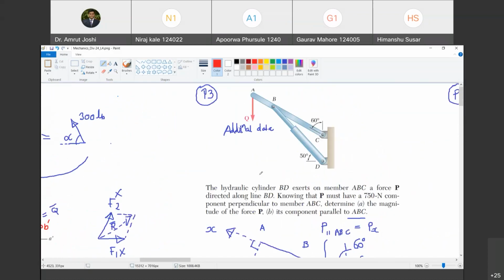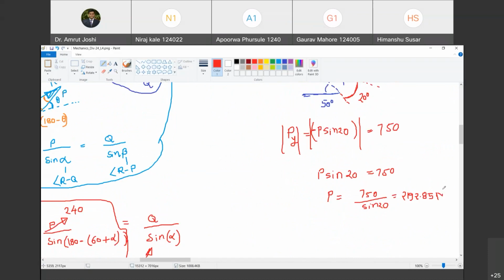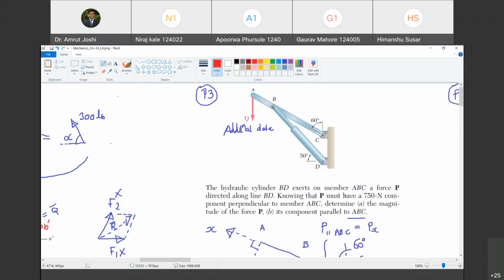What is the unit given? न्यूटन दिया है तो ये यूनिट भी न्यूटन होगा. Are you with me? 2192.85 Newton is the value of P. So have we addressed the first part, magnitude of P? Have we found out? Yes.